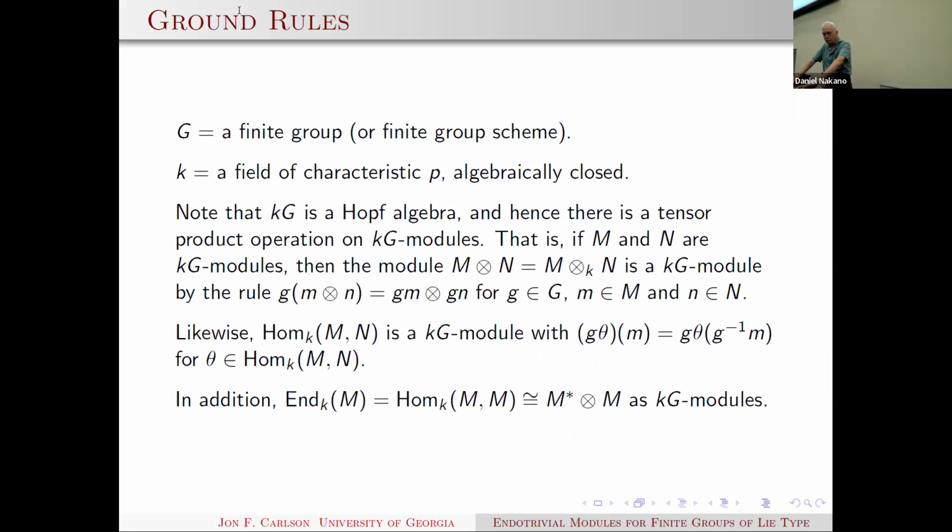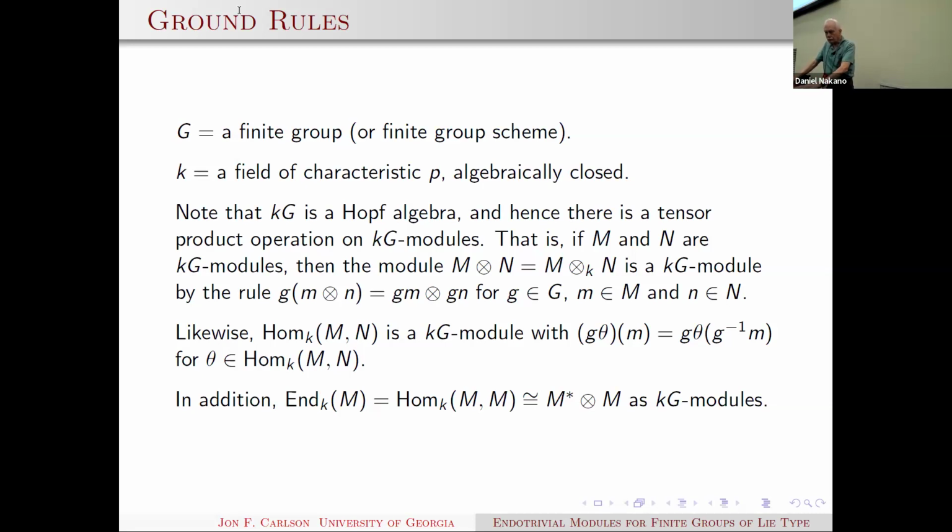We're talking about G, a finite group. It could be a group scheme, but for this, it's a finite group. We want a field k of characteristic p. We just assume it's algebraically closed. It makes things easier. P, by the way, is going to become l a little bit later, because it is going to be the defining characteristic of an algebraic group or finite group of Lie type.